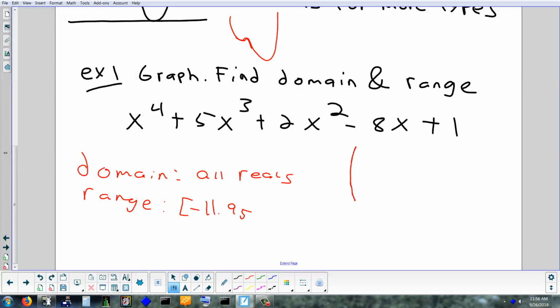Okay, so it hits negative 11.95. So you find that lowest value, it's negative 11.95, and it's going to go up. The graph goes up forever from there.